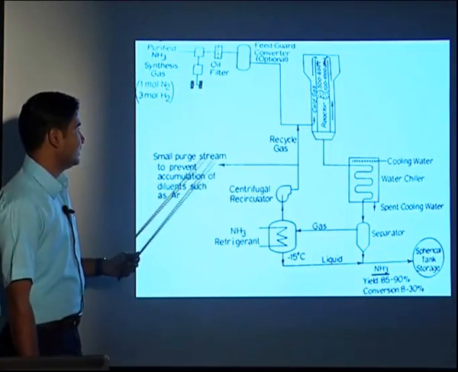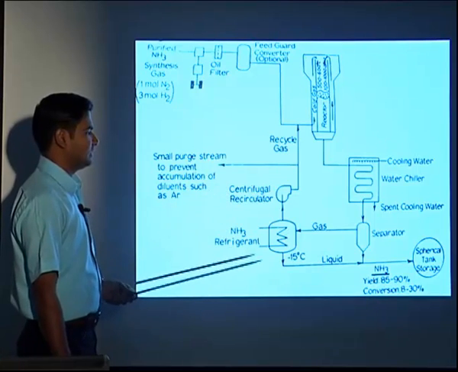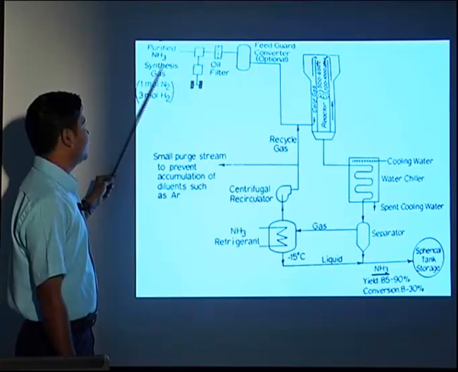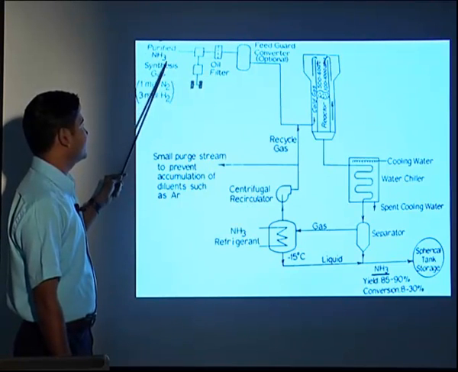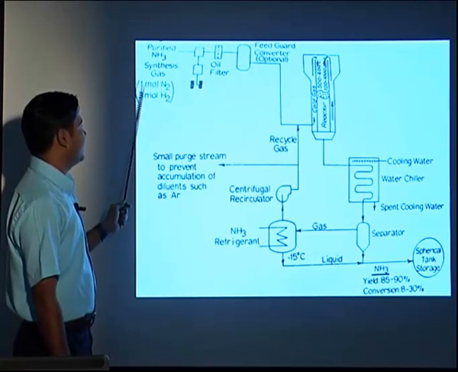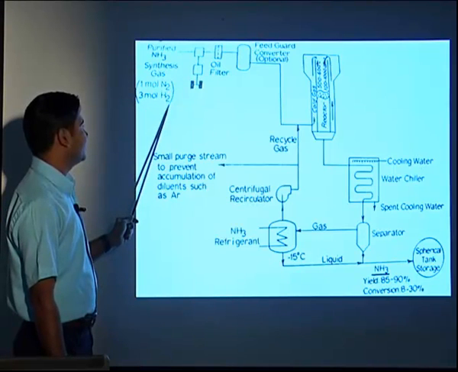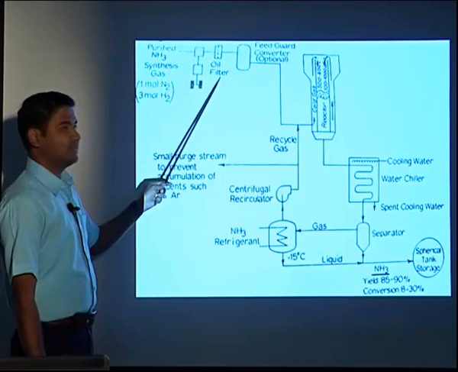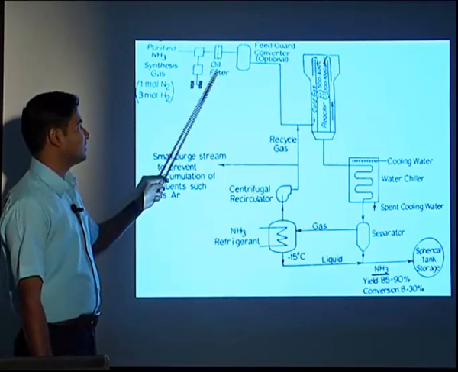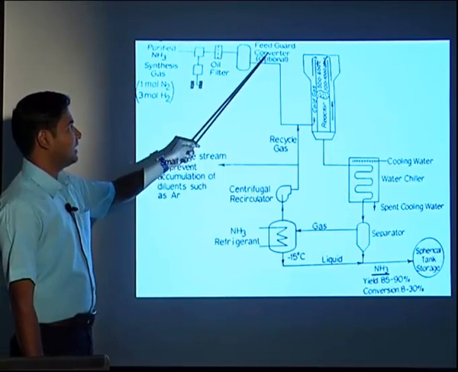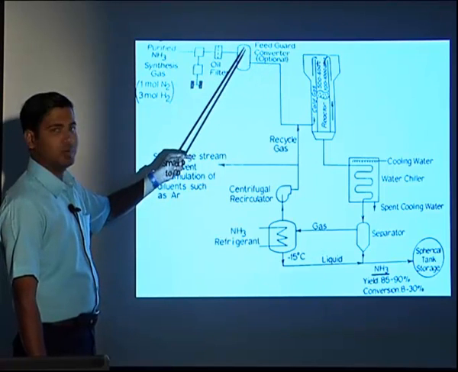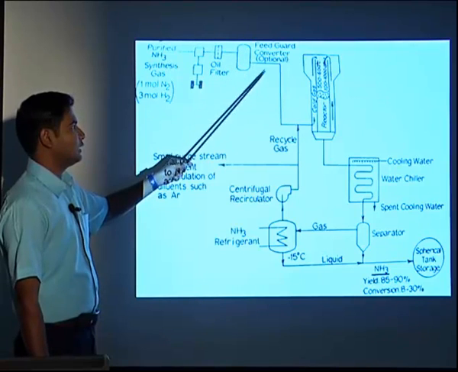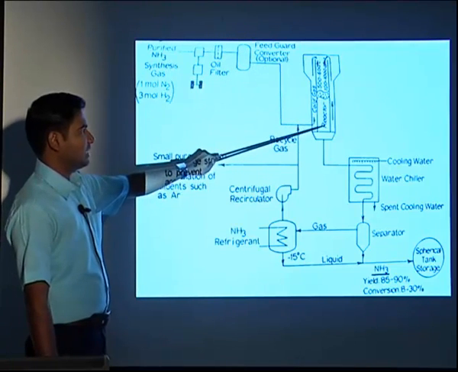So this is the process flow diagram for NH3 production. So here is the purified NH3 gas. Here we have 1 mole of N2 and 3 moles of H2. Then we are compressing it, and then an oil filter removes any compression oil. Then a feed guard converter, which is optional, removes any impurities which may attack the catalyst. Then we are feeding to the reactor.